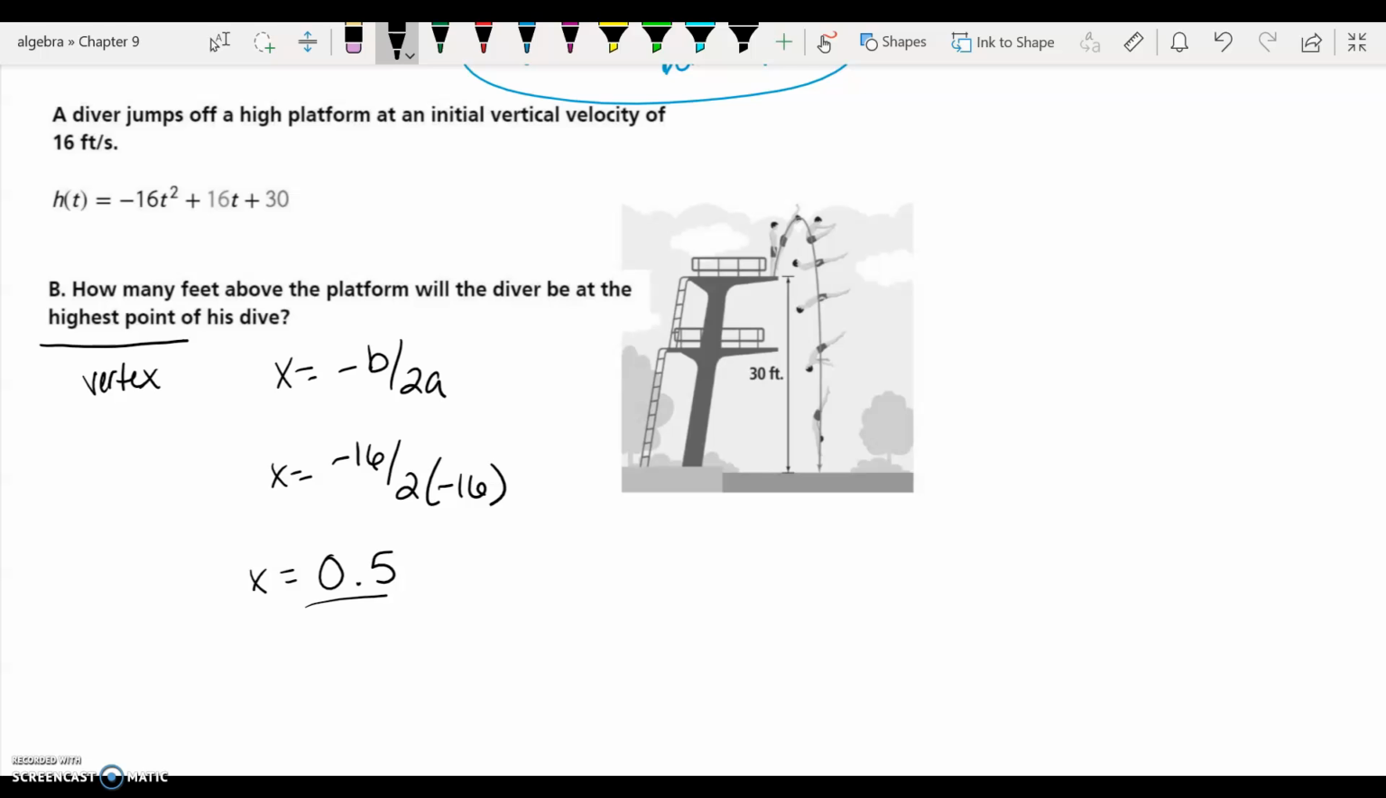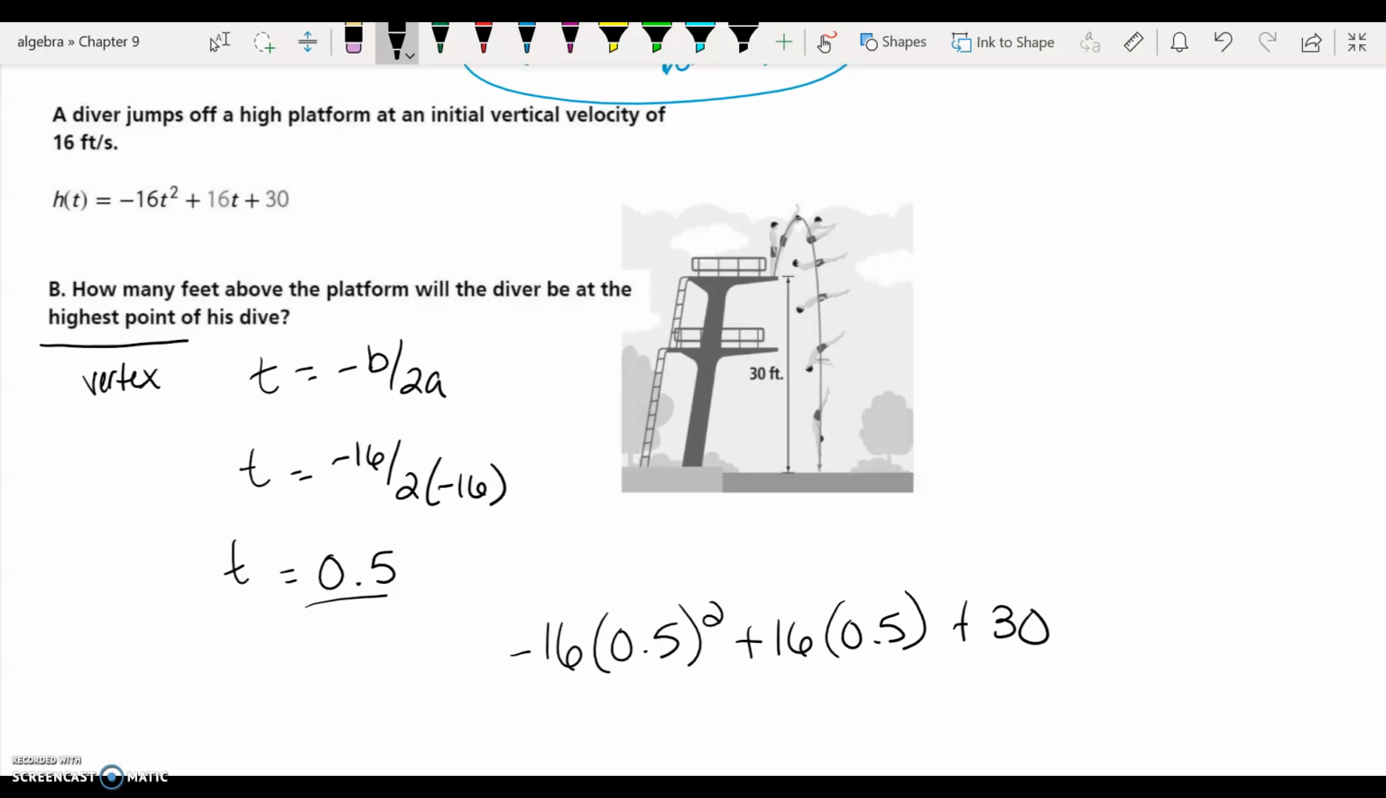Now, that's not your answer, because I'm going to plug that in for the t. You should say t equals, and solve it. So negative 16 times 0.5 squared plus 16 times 0.5 plus 30 to give me the actual height. So the highest point is 34 feet whenever you solve that.